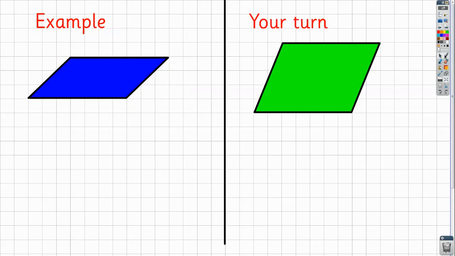So let's have a look at an example of how that works. If we look at the base of this parallelogram, 1, 2, 3, 4, 5, 6, 7 centimetres wide. We're not interested in the length of this sloping line. We need the height straight from the base, straight down. So this has a height of 3 centimetres. We treat the parallelogram just like we do a rectangle. The formula is the base multiplied by the perpendicular height. 7 times 3 is 21 centimetres squared.